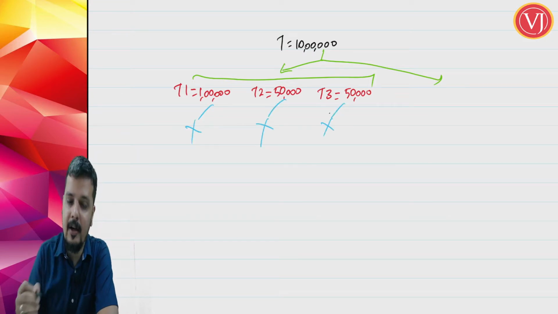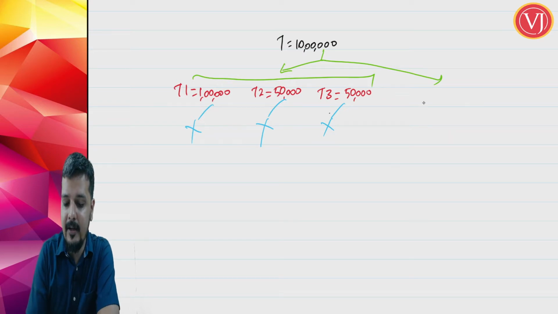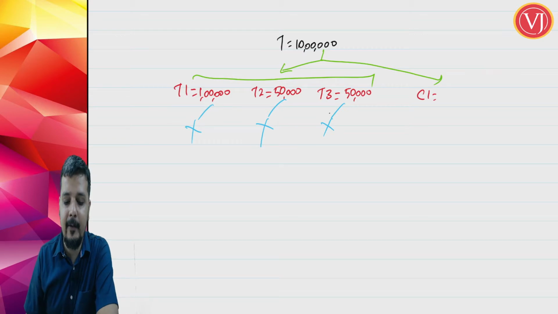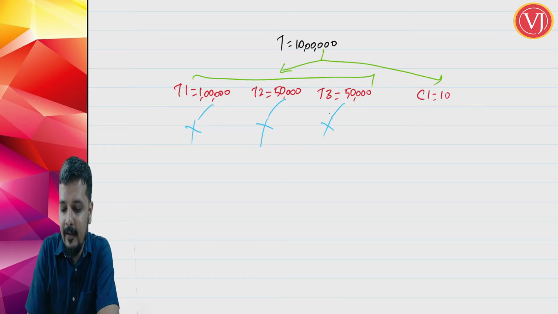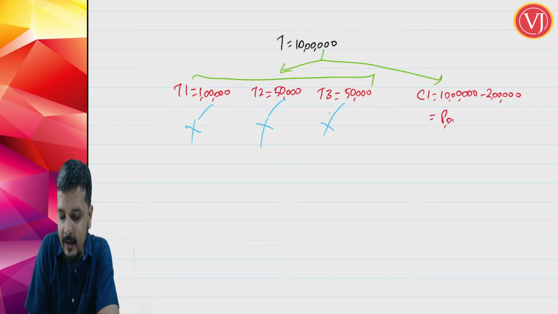The balance credit is called common credit. We will call it C1, common credit. Now what is common credit? 10 lakhs minus this entire thing, which is say 2 lakhs, because for 2 lakhs you don't get credit. So your common credit is 8 lakhs.